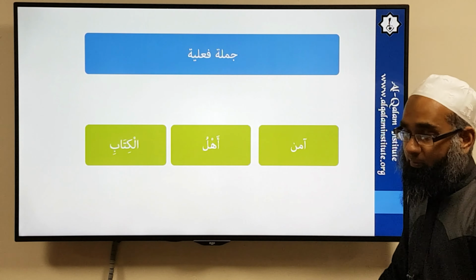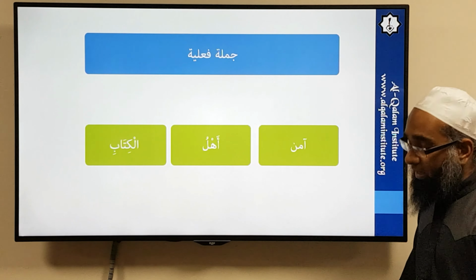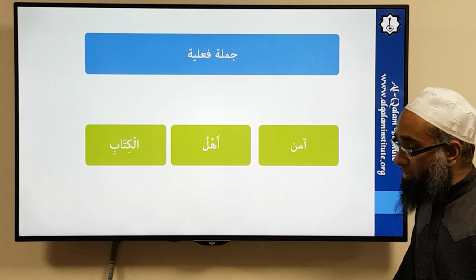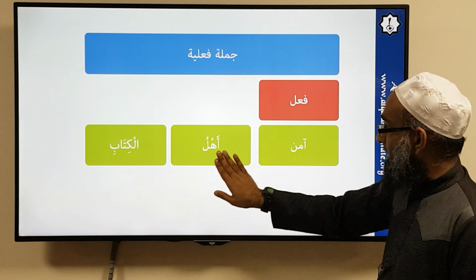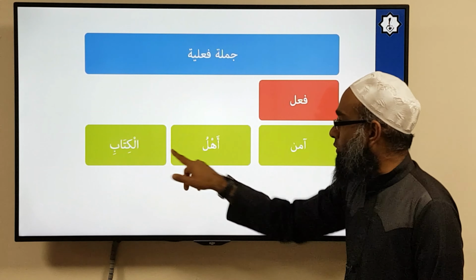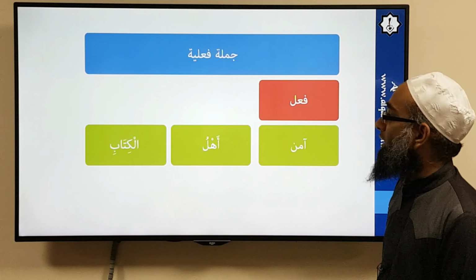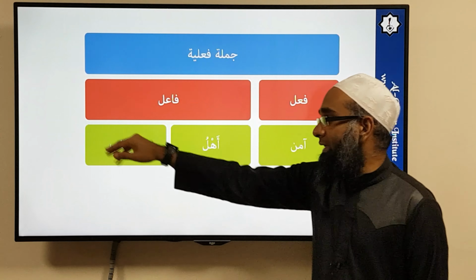So then what do you have to look for now? The fi'l, fa'il, what else? Definitely fa'il, maybe maf'ul, maybe zarf. Where's the fa'il? It's joined together with the fi'l, not separate. So this becomes the fa'il. And what is this made up of?